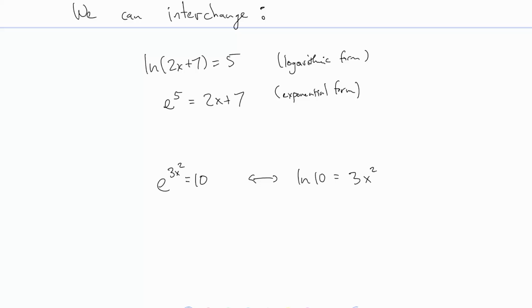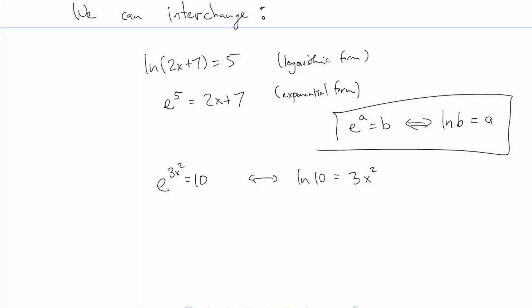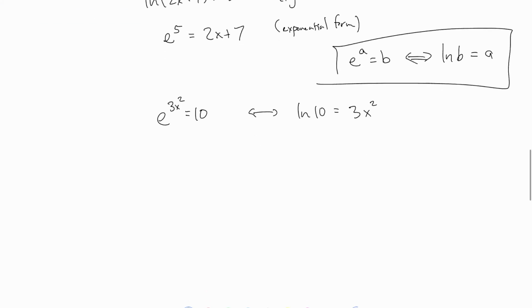You write it the other way around with the log, right? Generally speaking, if I have something like e to the a equals b, and you want to interchange everything, you would write this as ln b equals a, right? If you like memorizing things, you could just memorize the basic structure of that. But that's what I just did right here. All right, moving from the exponential form to the logarithmic form is super useful.